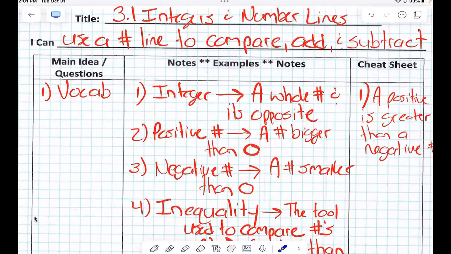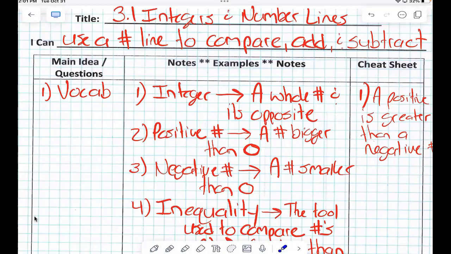An integer is a whole number and what? Its opposite. Can an integer be a decimal? No. Is a decimal a whole number? No. So can a decimal be an integer? No. Can a fraction be an integer? No, it's got to be a whole number, not a fraction or a decimal.